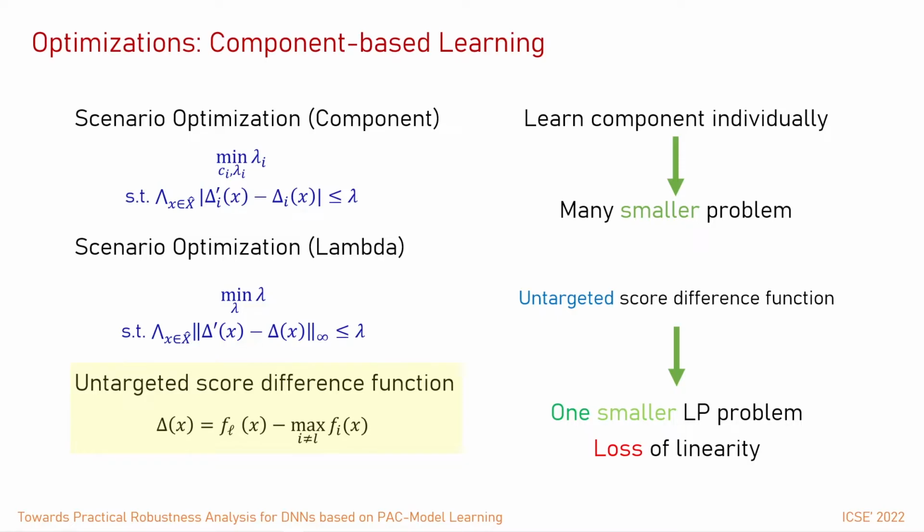For extreme cases like ImageNet, which has over 1,000 classes, we use an on-target variant of the score difference function. It reduces the problem into one smaller LP problem at the expense of linearity.